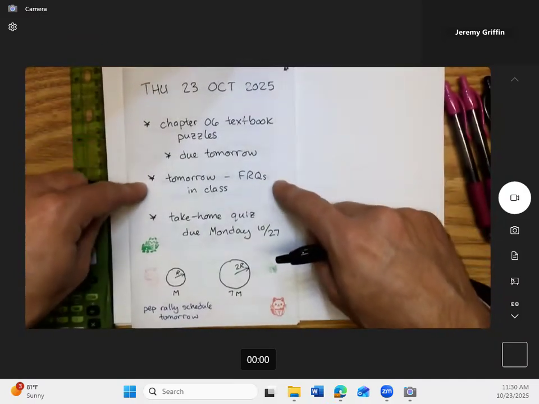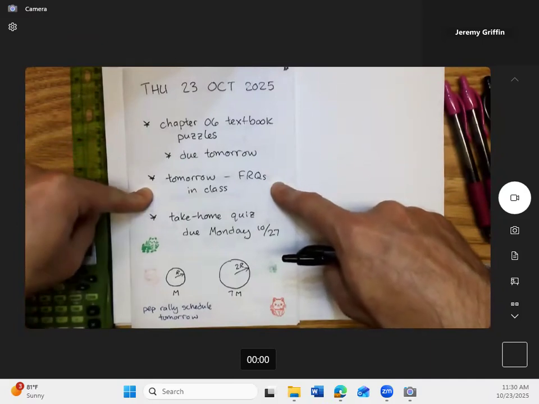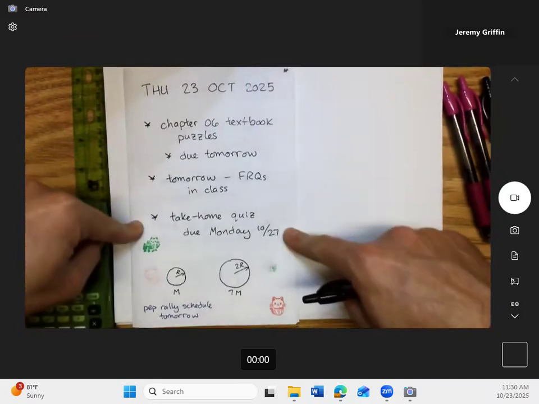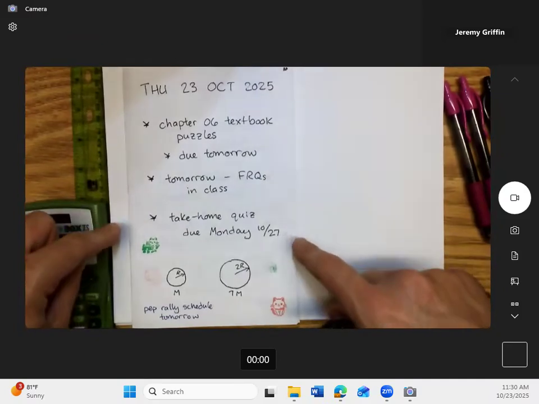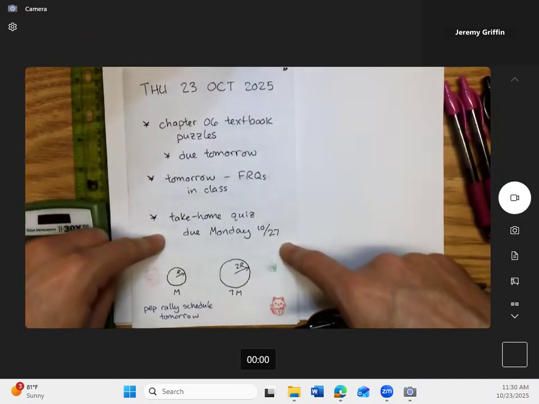I do have some FRTs printed. We'll end the week with some FRTs tomorrow. And everybody did get a take-home quiz yesterday, right? Everybody got a take-home quiz. That'll be due Monday.